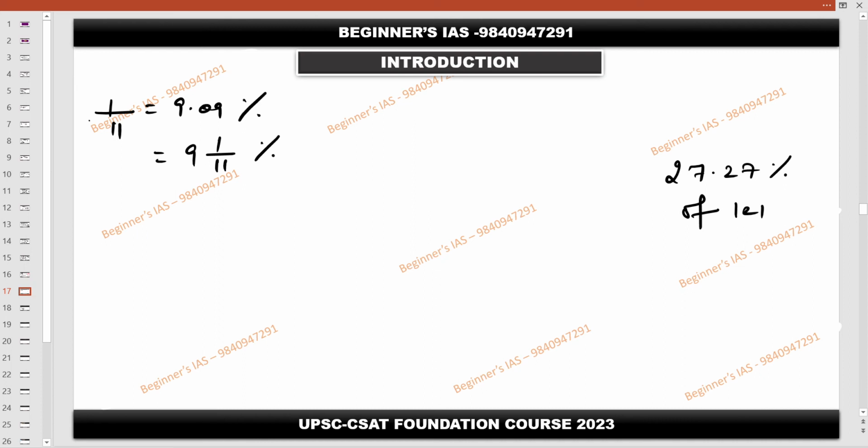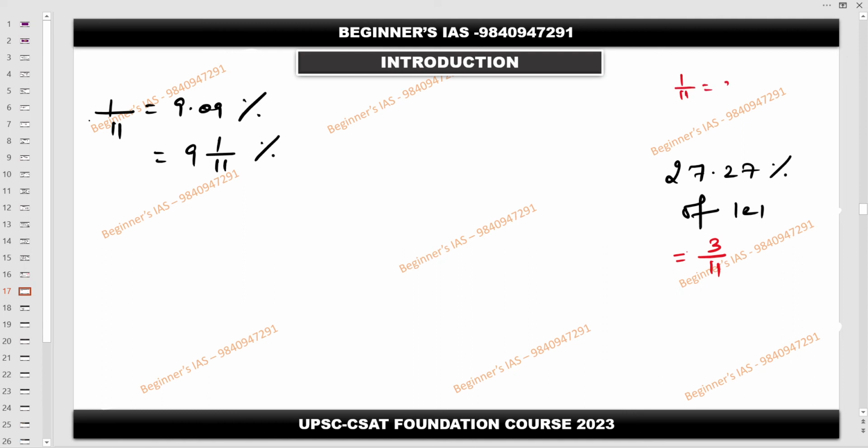27.27 percentage of 121. 33. Since 27.27 is nothing but 3 by 11. Understanding? Since 1 by 11 is equal to 9.09, then you have to multiply that by 3 for 3 by 11. So 27.27, therefore 11 times 3, therefore 33. Clear?